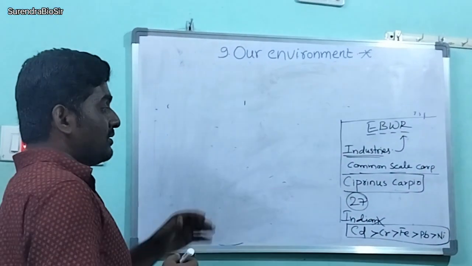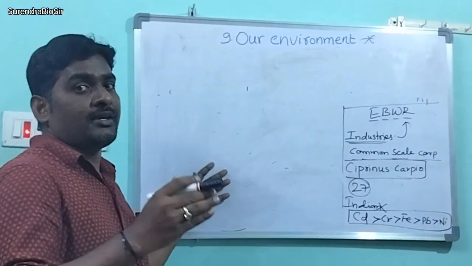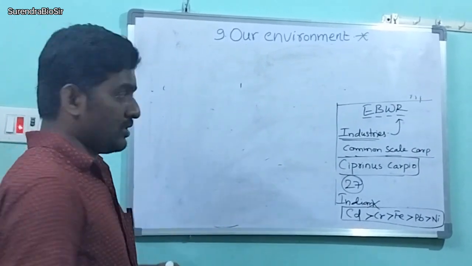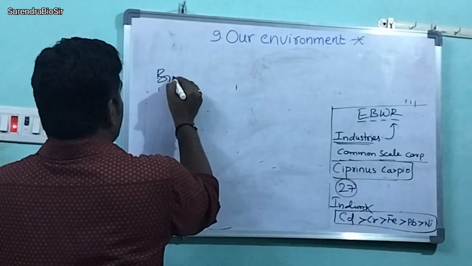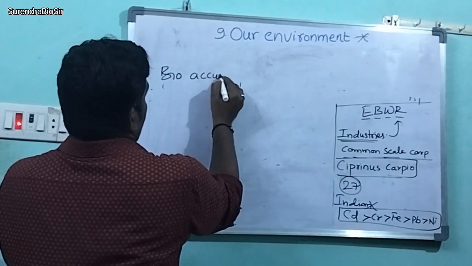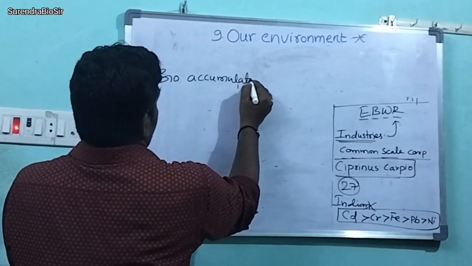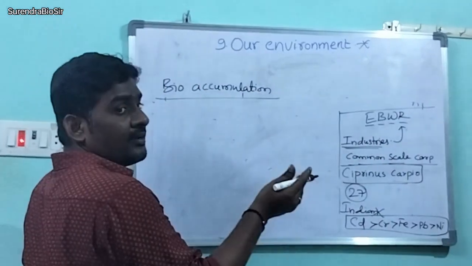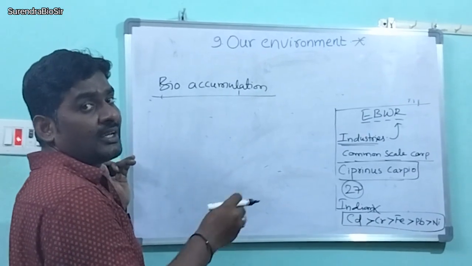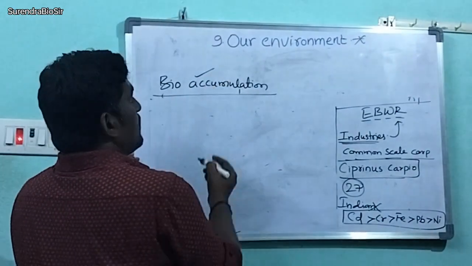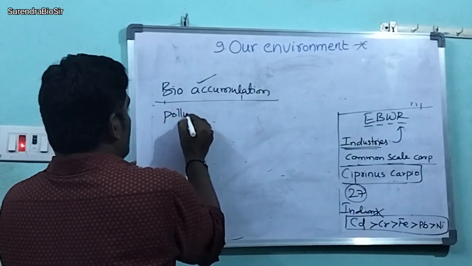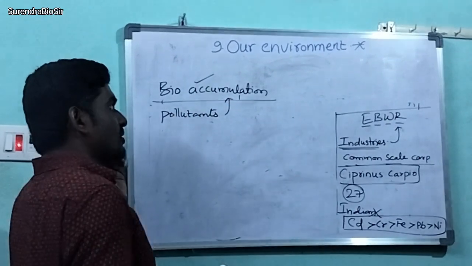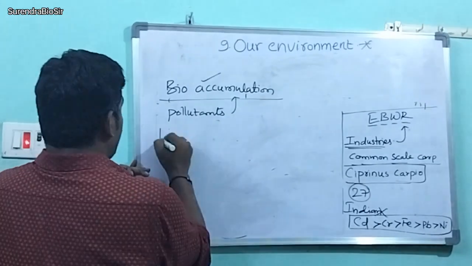When we observe that pollutants are joining in the ecosystem, that is called bioaccumulation. What do you mean by bioaccumulation? Pollutants are joining in the trophic levels of an ecosystem, that is called bioaccumulation.